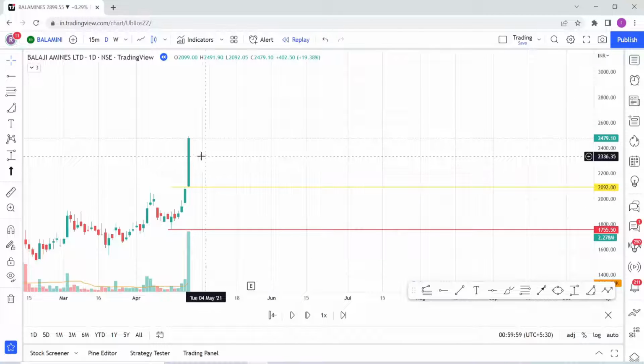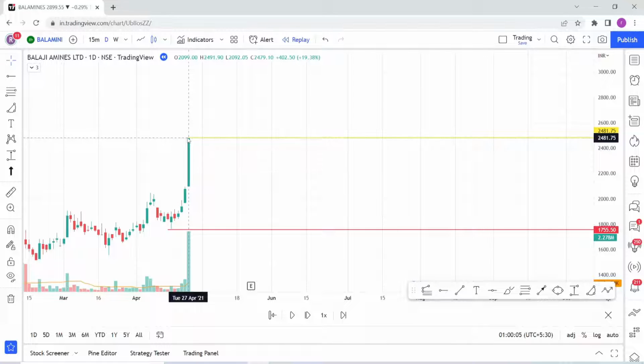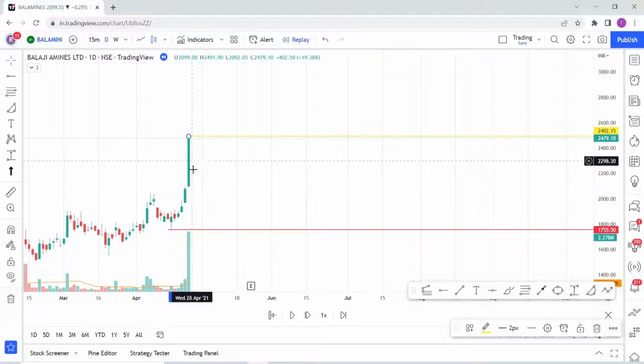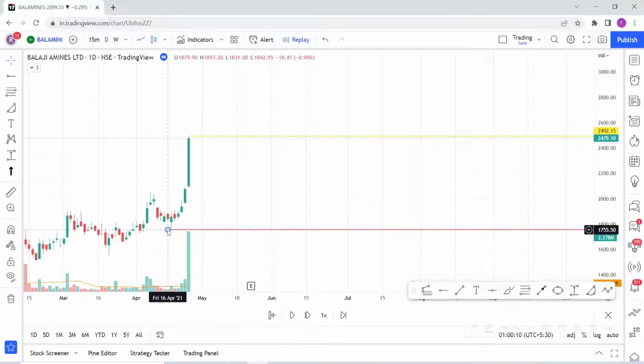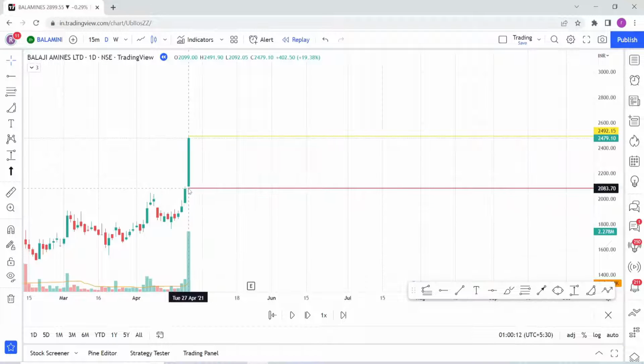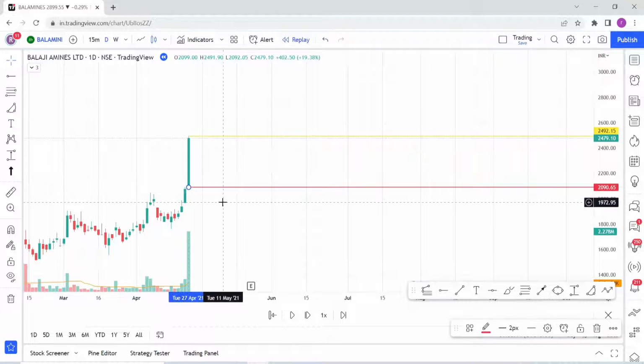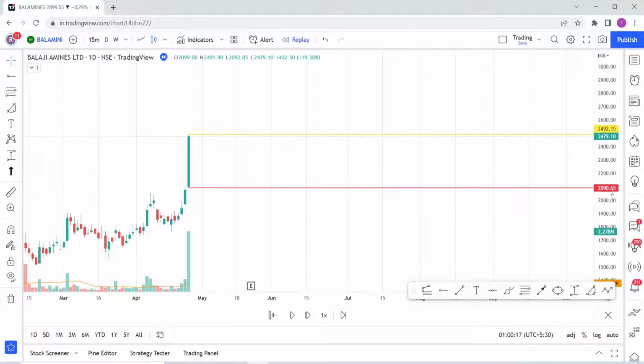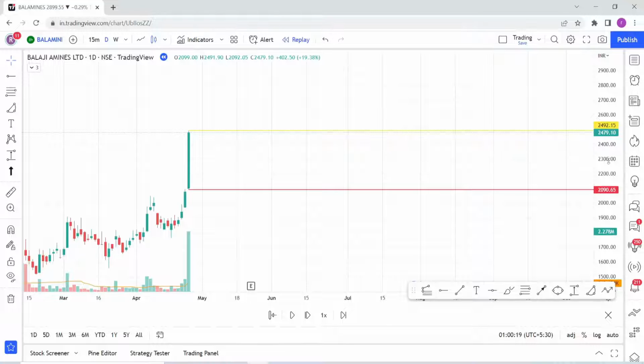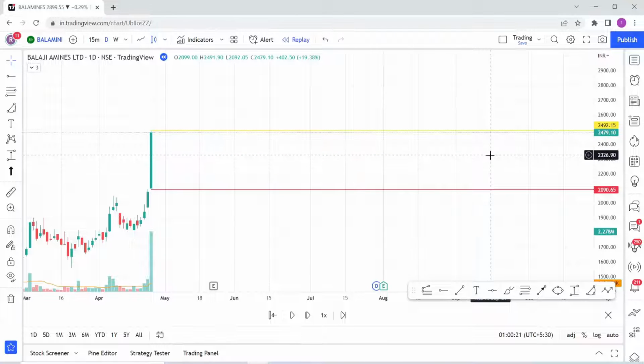And if you see, this is a wide range candle. The candle itself has moved around 20%. So in this case I am moving the high here. If it's a very wide range candle, we can move the stop loss to the bottom of the candle, that is the low of the candle. So it is around 2090 and the price is around 2500. This is enough space for the stock.